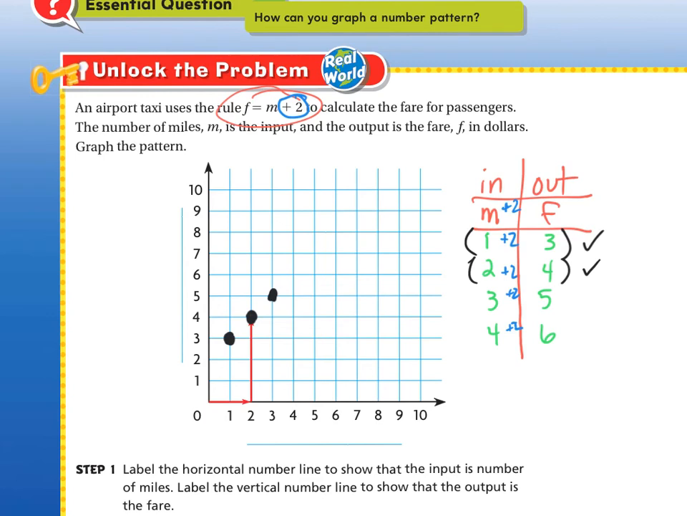And finally, I have 4, 6, over 4 and up 6. Oh, and I should check this one off. So over 4 and up 6 was right here. And we can see that if I drew a perfect line, the line would go through these dots, meaning it is showing an equation, and I did it correctly.